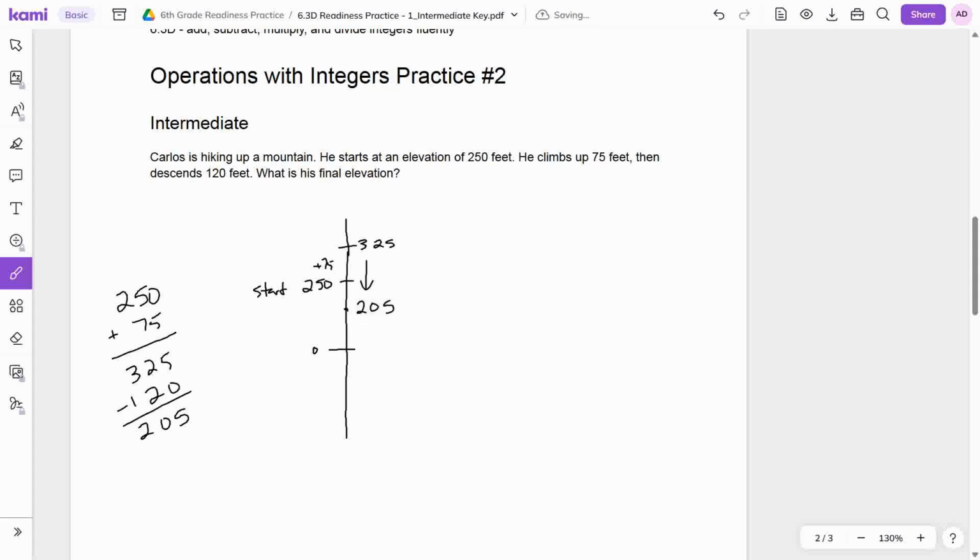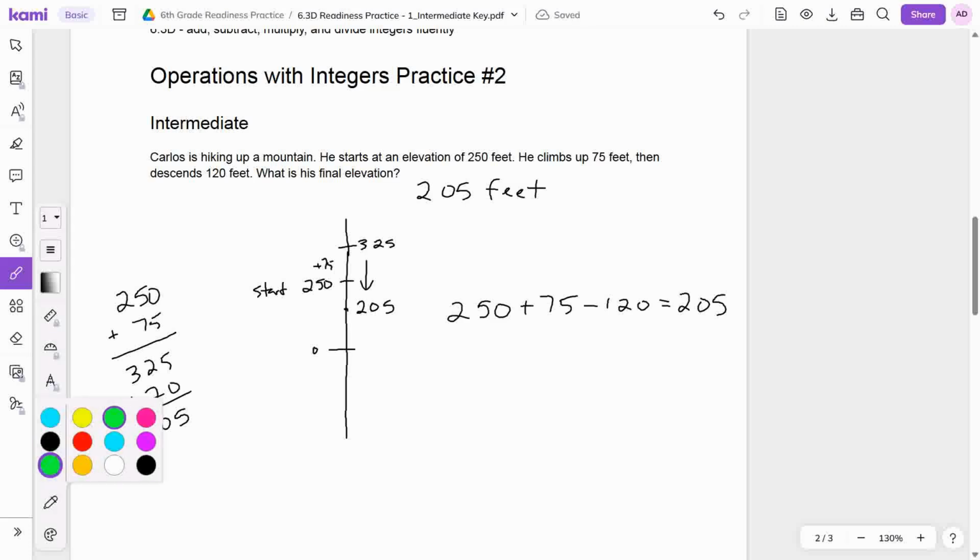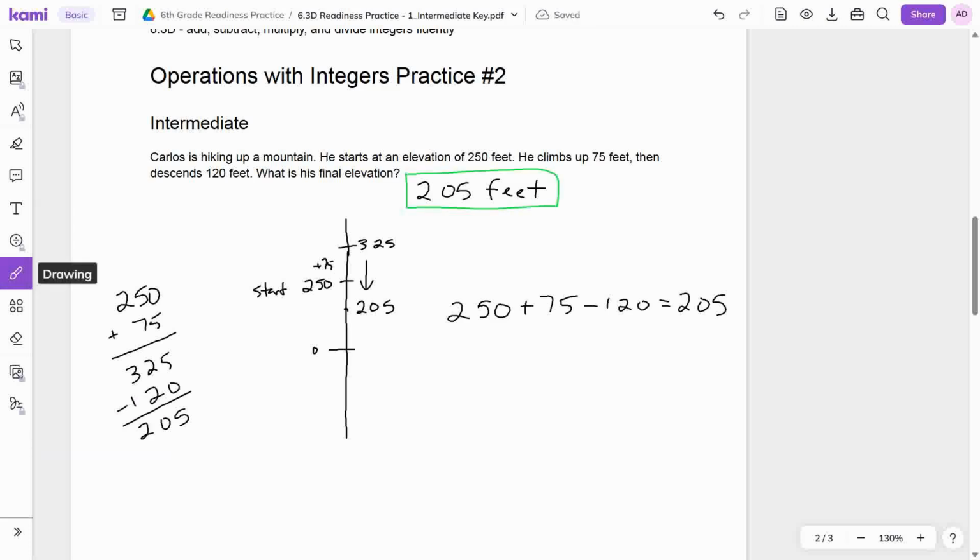So 205. And so what we could do to represent this would be 250 plus 75 by climbing up, and then descending 120. That's going to equal 205. And so that is our answer. And we can say 205 feet. And let's put that in a green box. Like I said, since this is a mountain, he's going to stay positive.